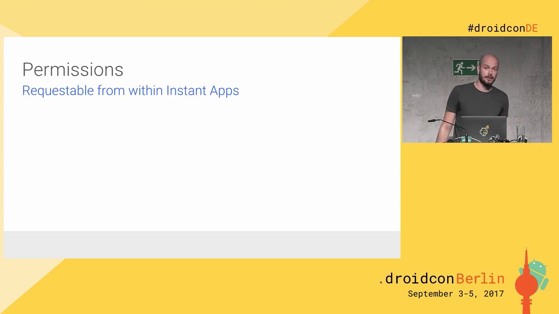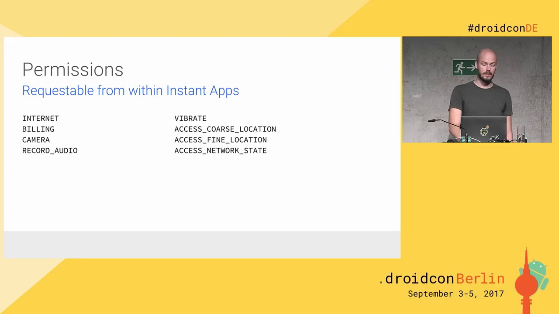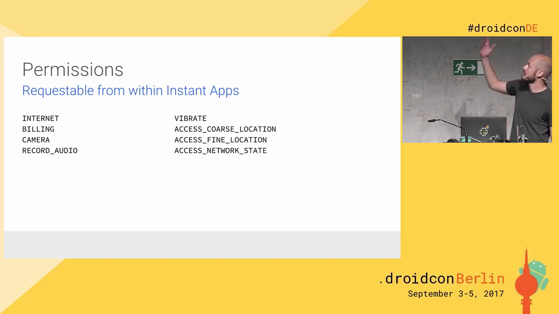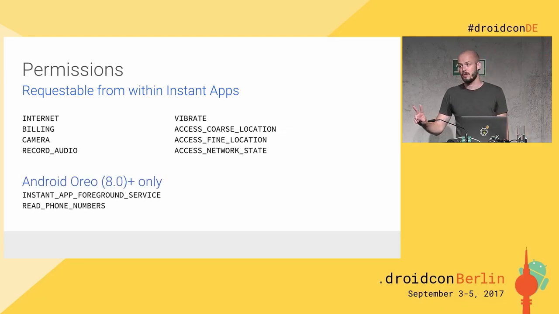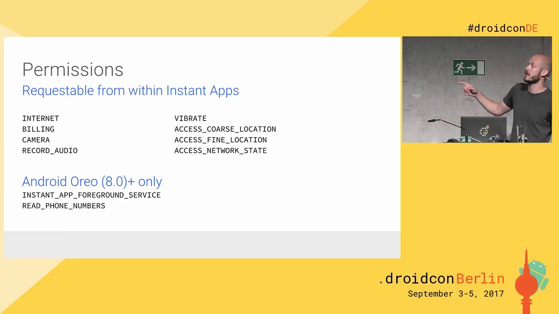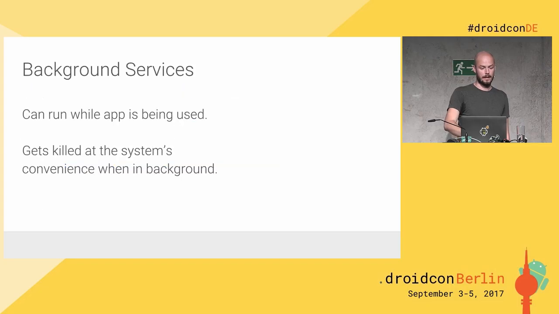To make sure that your users are actually kept secure, we don't give all of the permissions to instant apps that the installed apps have. There's still quite a handful. Of course, internet and checking whether there's a network available, and all the other ones, so that's really nice. Also, there are two new permissions for Oreo and above. Your instant app could have a foreground service, which displays a notification, like playing music does. So you would use that, as well as being able to read phone numbers.